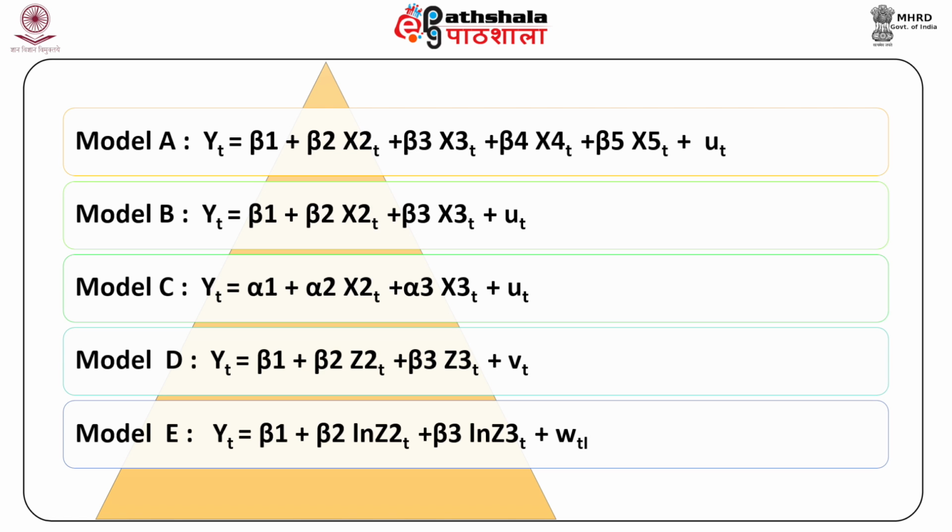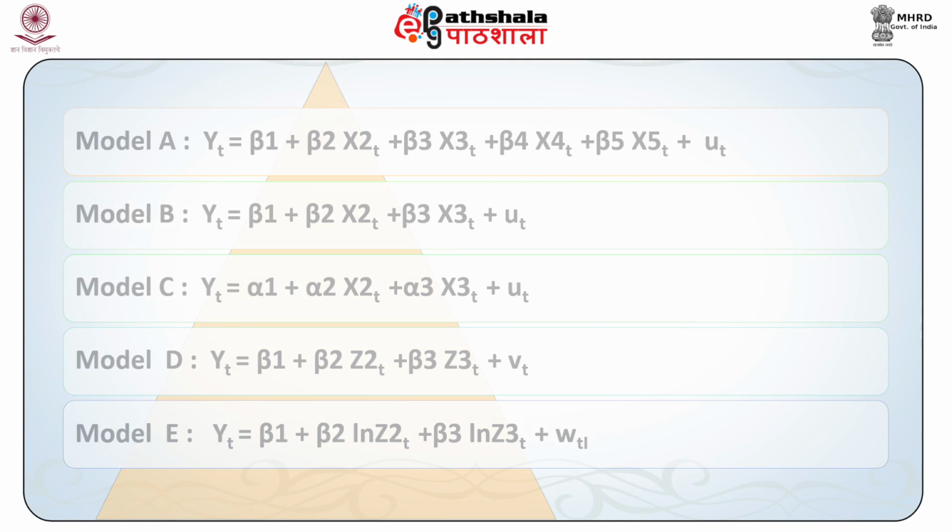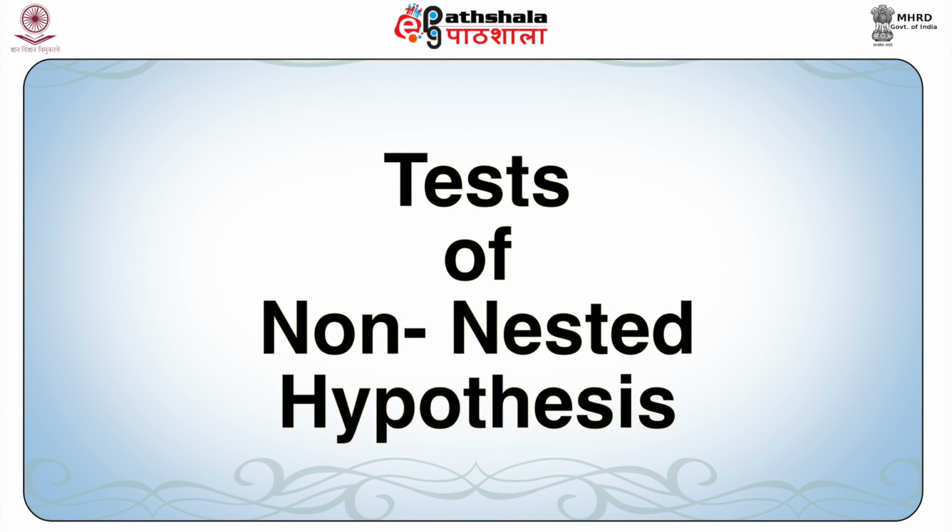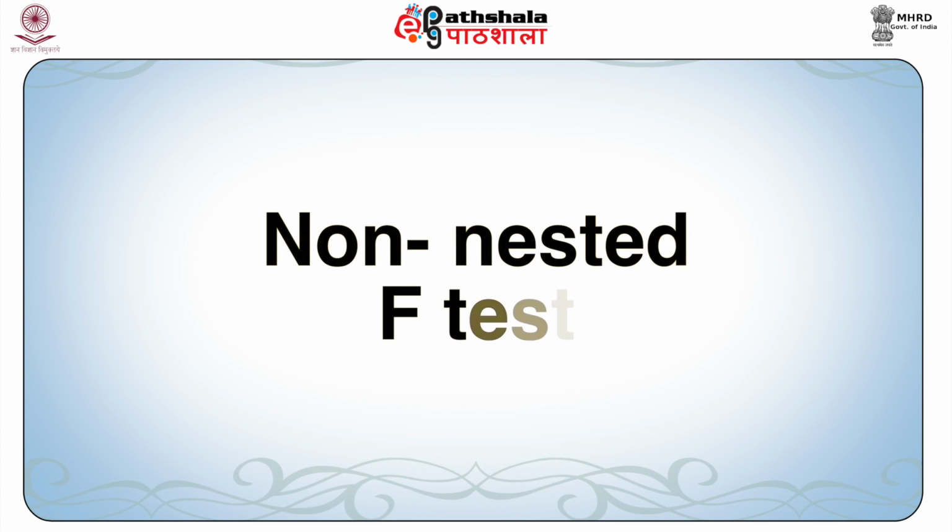Also, Model E and Model D is non-nested as one cannot be derived from the other. Test of non-nested hypothesis. In this section, we discussed the tests devised for non-nested models, namely non-nested F-test and Davidson-McKinnon J-test. Non-nested F-test. Given Model C and Model D, how can one decide how to choose between these two models?